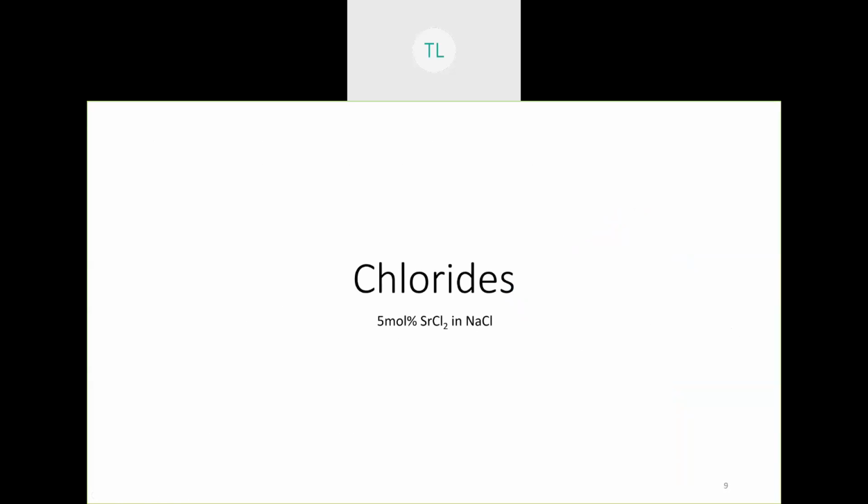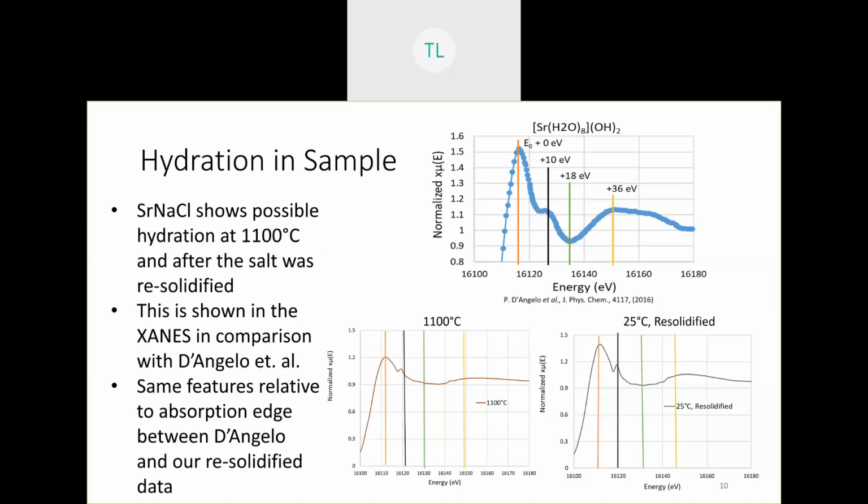Now for the chlorides, I'm going to show you some results that we found from our experiments. From our data, we found that our spectra changed shape quite a bit from what we saw in previous scans, and we think that is due to hydration. You can see from D'Angelo et al., this is a hydrated strontium spectra, and the features of this hydrated strontium spectra match exactly with our resolidified spectra. So we think that water from the water-based cement that was used to seal down the cap leaked into the sample and caused the sample to become hydrated.